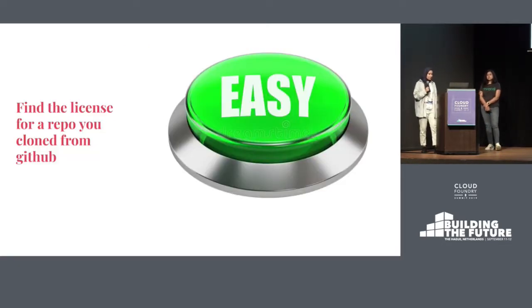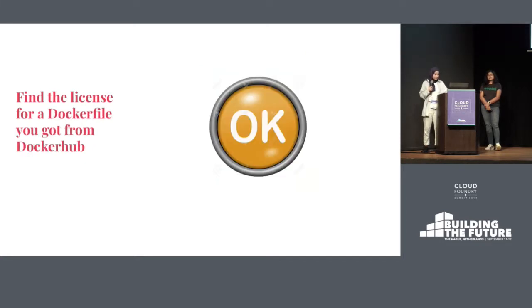For example, if I told you to find the license for a repo that you cloned from GitHub, you can probably just scroll to the bottom and find the license somewhere there. So that's fairly easy. Say you're trying to find the license for a Dockerfile itself that you got from Docker Hub. Well, Dockerfiles themselves have their own licenses, and it's sort of similar. If you scroll to the bottom, you should probably be able to find it on Docker Hub. You can probably find it somewhere.